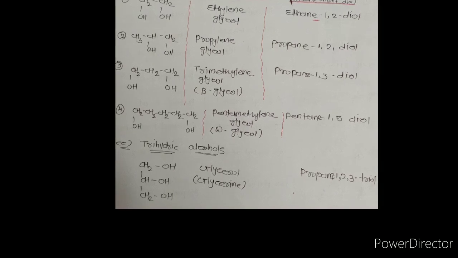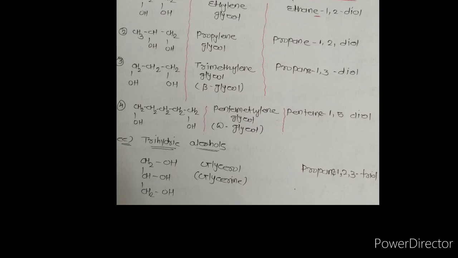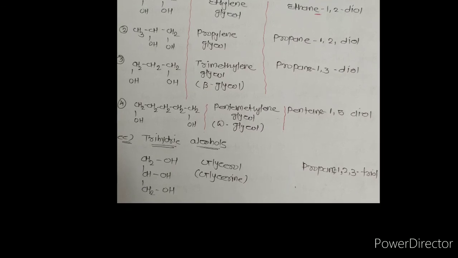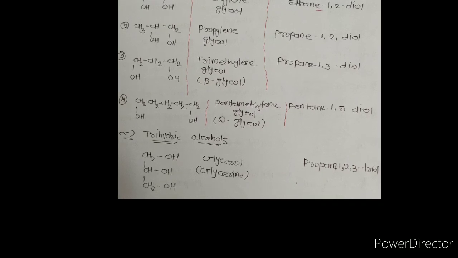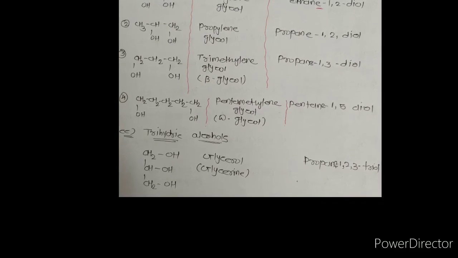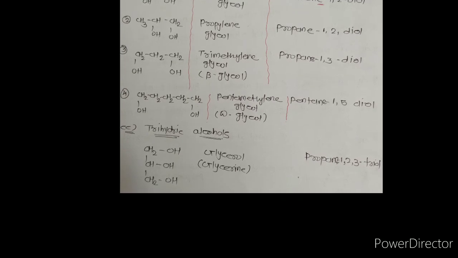If you are talking about its IUPAC name, then the total number of carbons is 5, hence it becomes pentane, in which the OH group is present on the first and the fifth carbon, hence it becomes diol. So its final IUPAC name is pentane-1,5-diol.